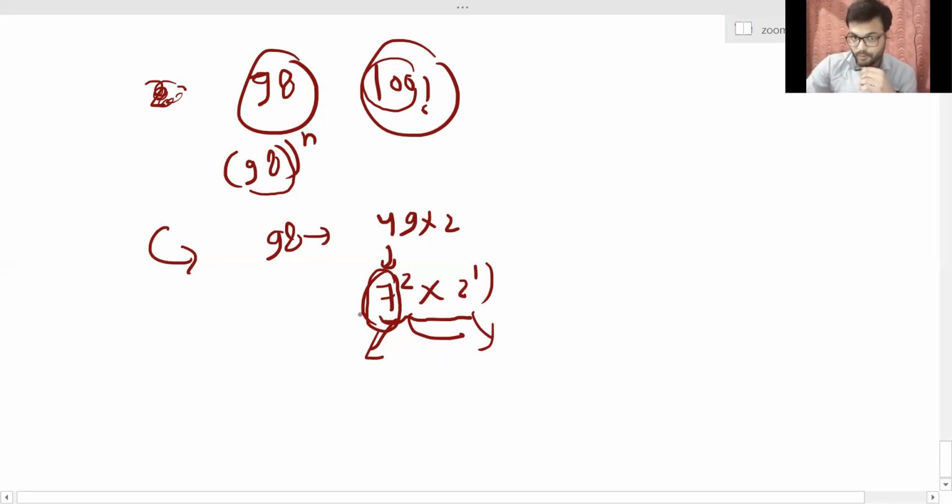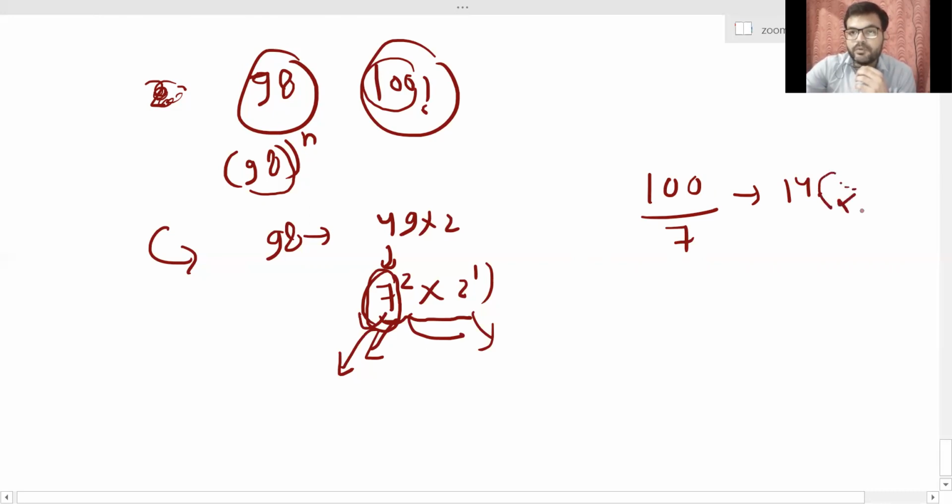So here 7 is also a prime number, so its power will already be less as compared to the power of 2. The power of 7 will already be less in 100 factorial. So you only have to find out the power of 7 in 100 factorial, and then find out the power of 7 square. So let us find out the power of 7 first of all. So 100 by 7, you will get 7 ones are 7, 7 4 are 28, and point something you will get. So ignore that part.